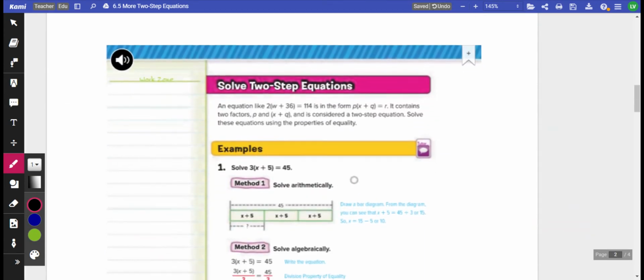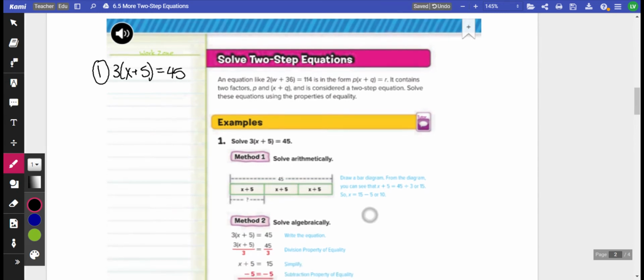So solving two-step equations, an equation like 2 times the quantity W plus 36 equals 114, is in the form P times quantity X plus Q equals R. It contains two factors, P and X plus Q, and is considered a two-step equation. We're going to solve these equations using the properties of equality. So example number 1. We're going to solve 3 times the quantity x plus 5 equals 45.